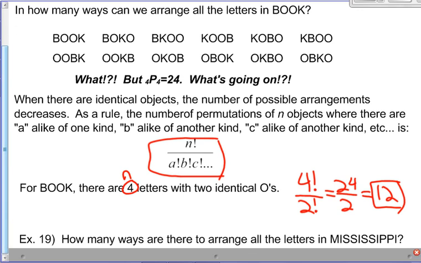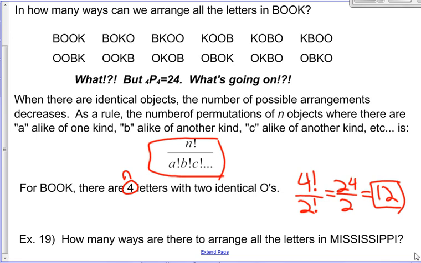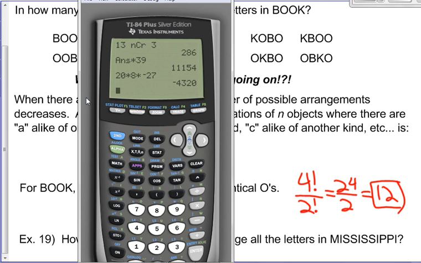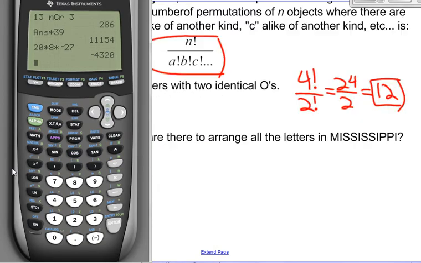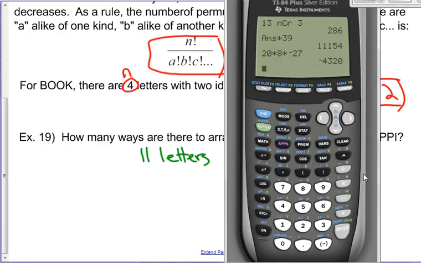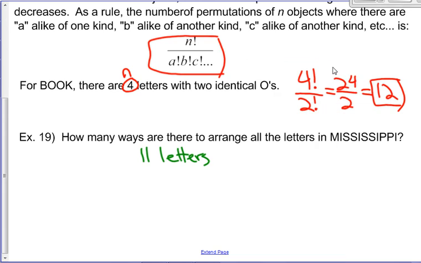Let's take a look in one of the best words to look at this in. How many ways are there to arrange all the letters in the word Mississippi? If I were to do that just with permutations, first of all, how many letters are in this word? 1, 2, 3, 4, 5, 6, 7, 8, 9, 10, 11. So there are 11 letters. If I checked it out just with regular permutations, I'd go 11P11. That's a lot of possibilities. 39 million. Almost 40 million.